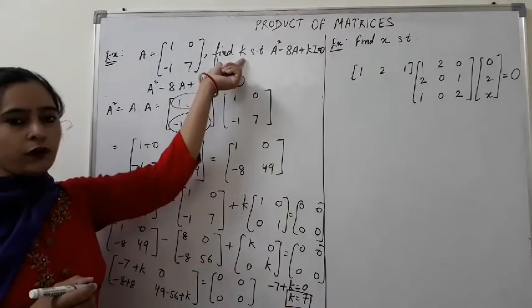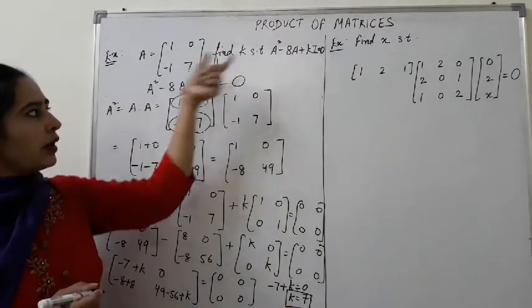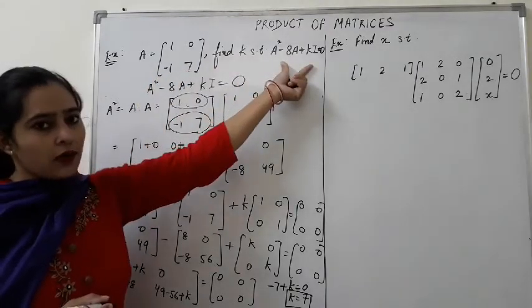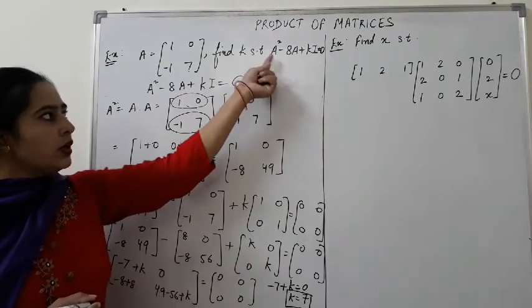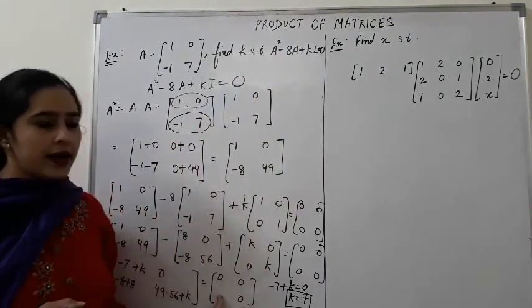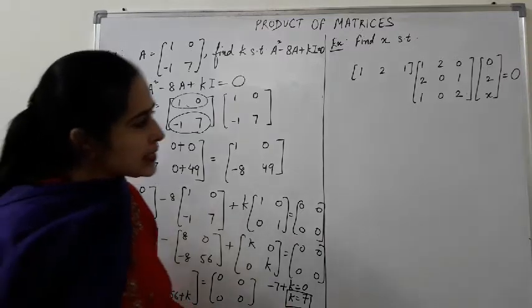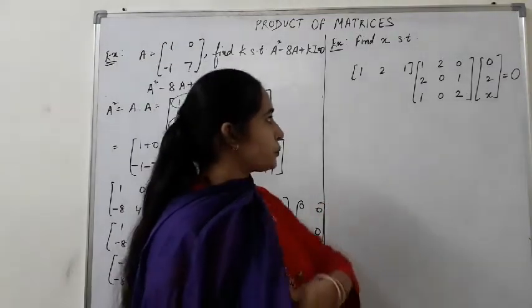This is how you can find the value of an unknown when a matrix is given to you and an equation is given. You have to just substitute the values of different matrices here and simplify it to get the value of k. Now let us discuss another example.